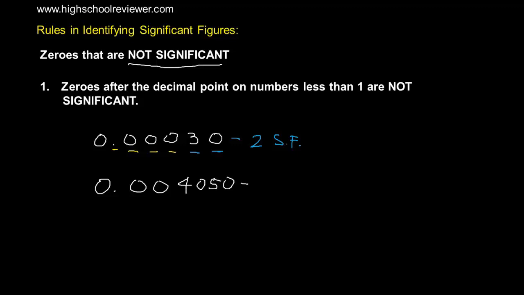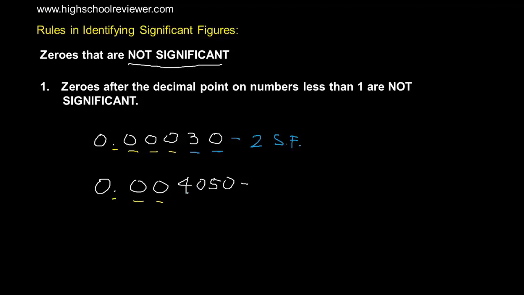4050. This is less than 1, and we have zeros immediately after the decimal point. Okay, so the two zeros here, since they are on a number less than 1 and they are placed after the decimal point, they are not significant.